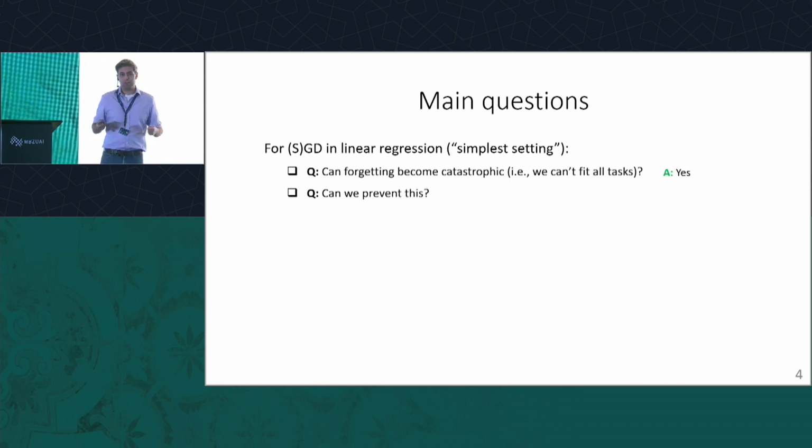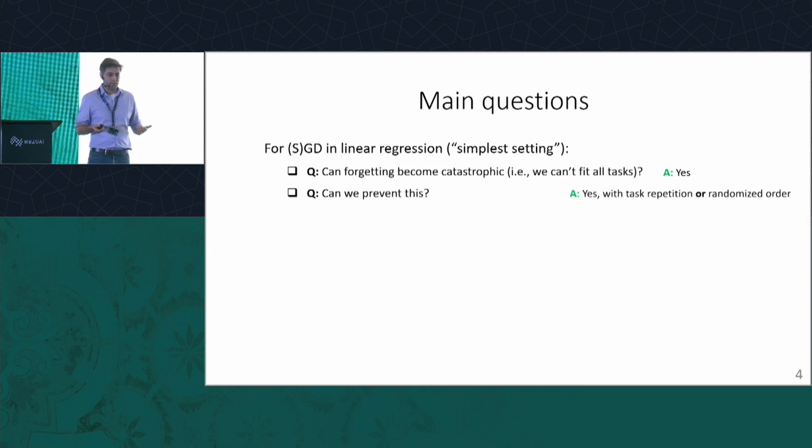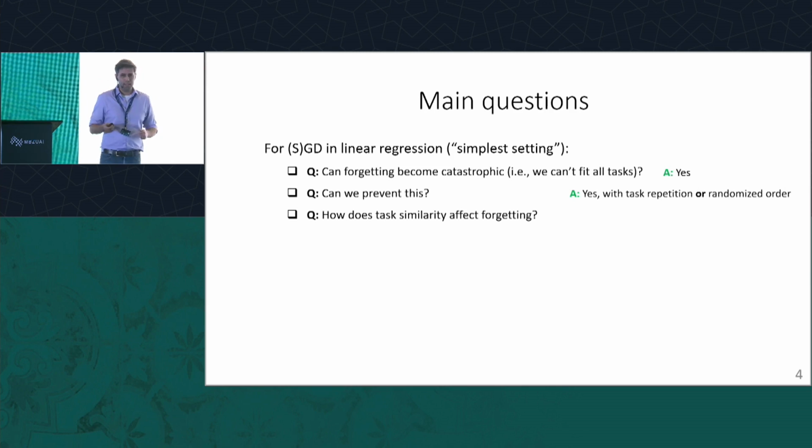Next, is there a way to prevent this forgetting in this simple model? Well, the answer is yes. We can do various things. For example, we can repeat the task, just show the task again after some time, or just randomize the order of the tasks. Both things will prevent this issue of catastrophic forgetting and we will show we are guaranteed to converge to a solution without forgetting. And lastly, how does task similarity affect forgetting?